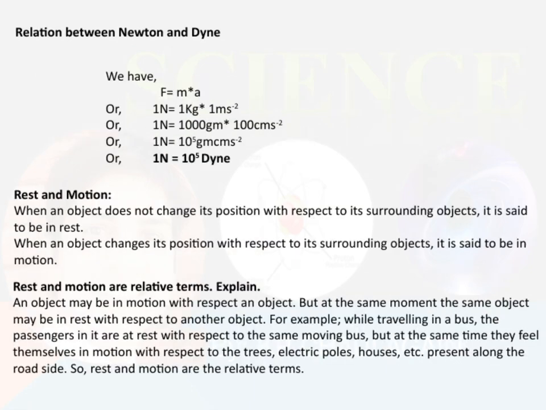Let's talk about rest and motion, two concepts that depend entirely on your point of view. An object might be moving compared to one thing, but standing still compared to another. Imagine you're on a bus. You're sitting still relative to the bus itself, but moving fast compared to the trees and houses outside. So, rest and motion aren't absolute, they're always relative. When something doesn't change position compared to its surroundings, it's at rest. When it does, it's in motion.